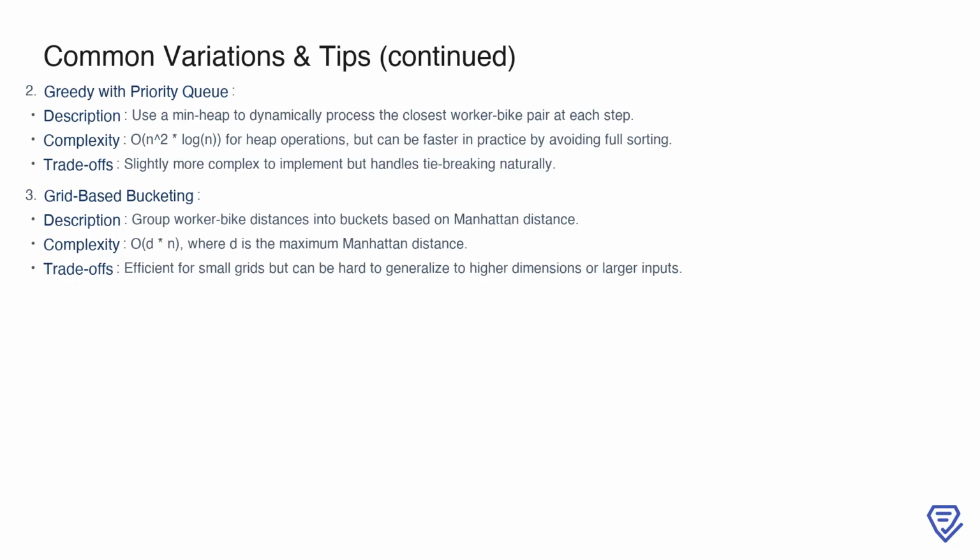Another alternative is grid-based bucketing. In this approach, you group worker bike distances into buckets based on their Manhattan distance. This reduces the need for full sorting by focusing only on relevant distances. The complexity of this method is d*n, where d is the maximum Manhattan distance. This approach can be highly efficient for small grids but may become challenging to generalize for higher dimensions or larger inputs. Each of these methods comes with trade-offs, so it's important to choose the one that best balances efficiency, clarity, and adaptability to edge cases in the given problem constraints.